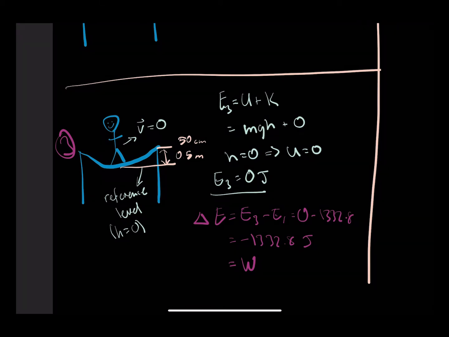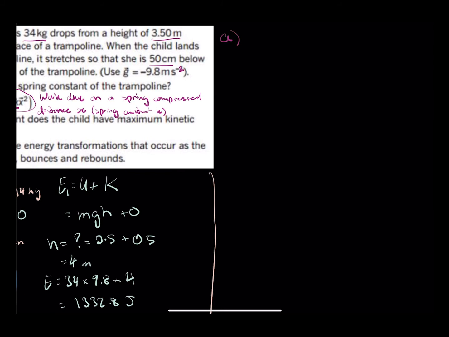So let's have a look now and see if we can answer part A. Part A says, what is the spring constant of the trampoline? And we're going to be using this formula given to us. Work equals half kx squared. And we know work is always going to be equal to a change in energy. So we get half kx squared equal to our change in energy, negative 1332.8.